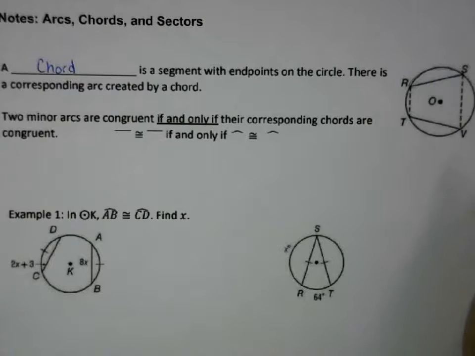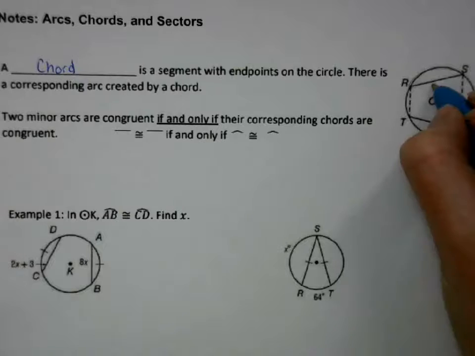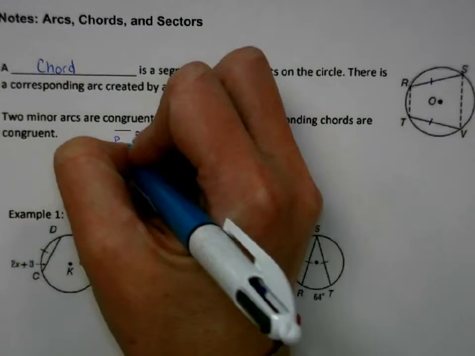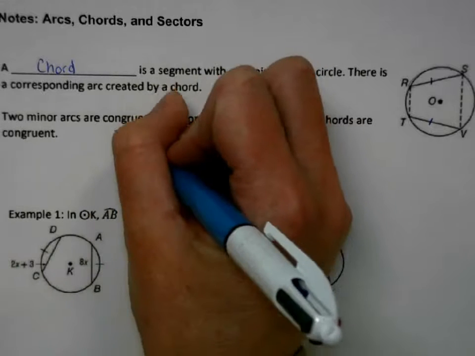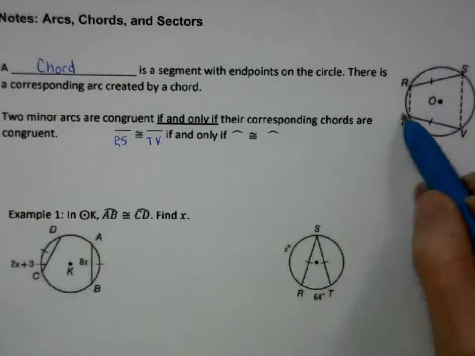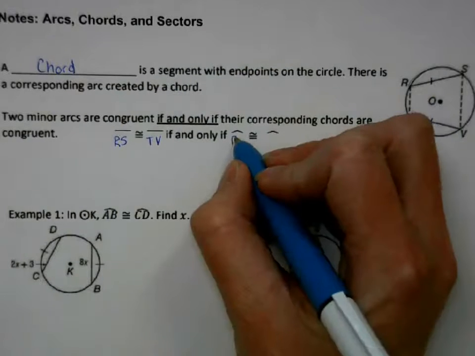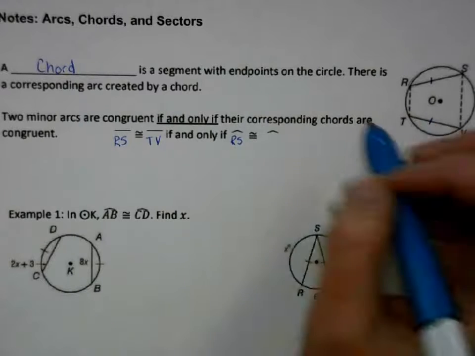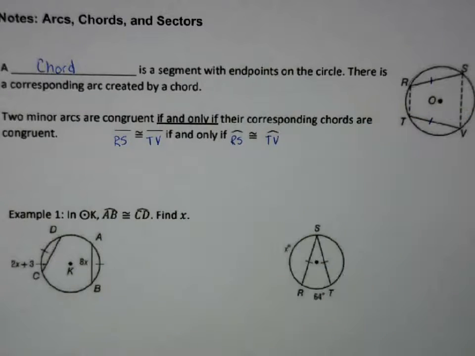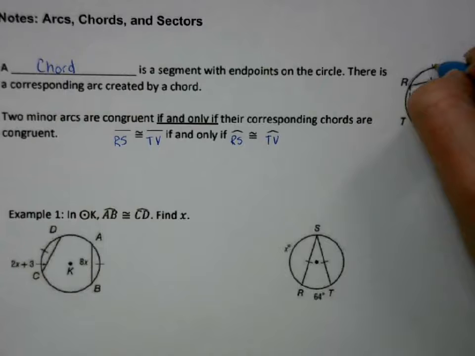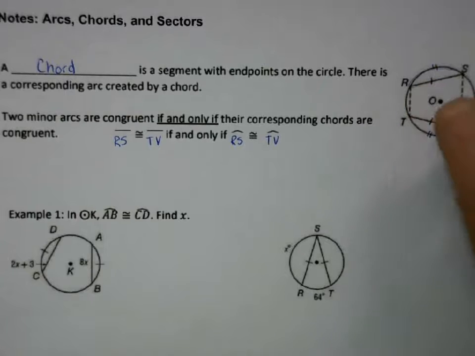Two minor arcs are congruent if and only if their chords are congruent. So if RS is equal to TV, the segments, then arc RS is equal to arc TV, and vice versa. If we know that the arcs are the same, then the corresponding segments are the same.